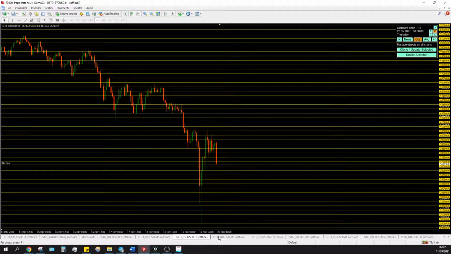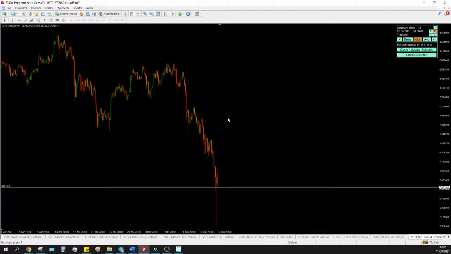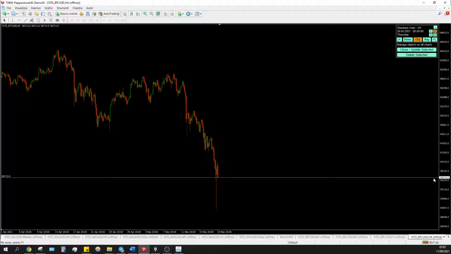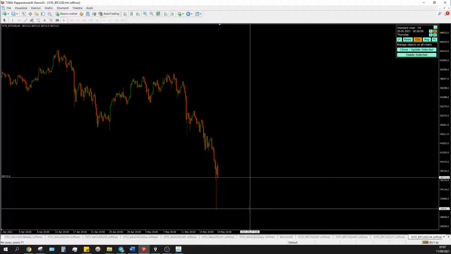Now close, you close, you close, you close, you close, and you close. Okay, and then 4 hour is not open. Okay, there you go. So we are currently at 30. Okay, the dip at 30K.